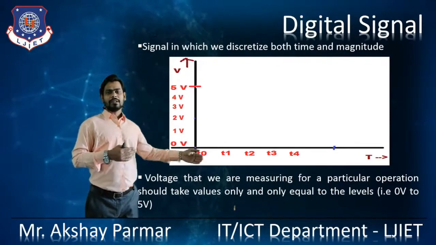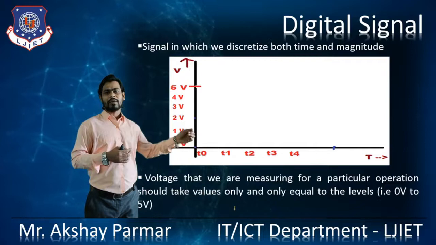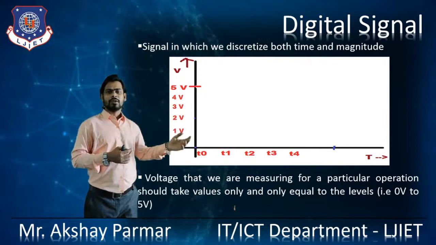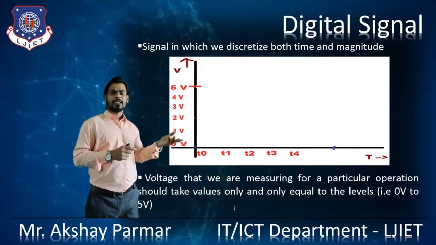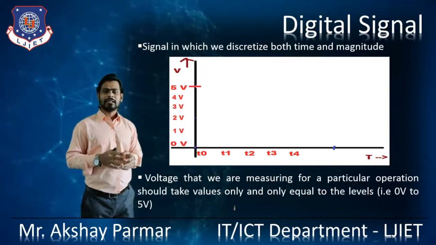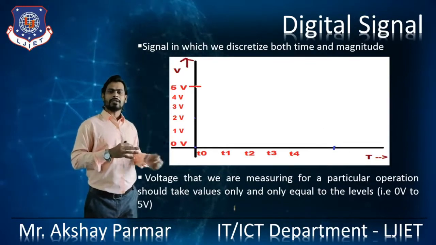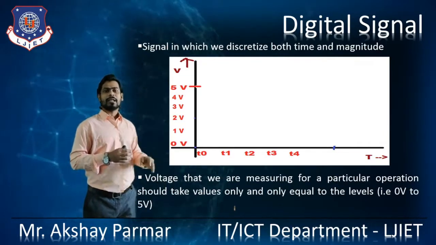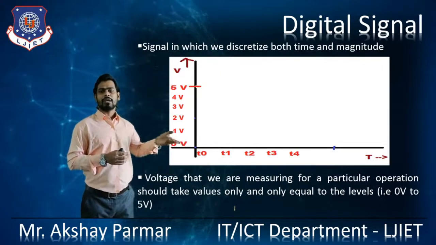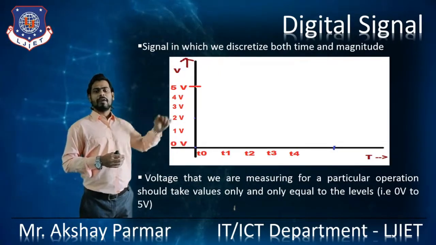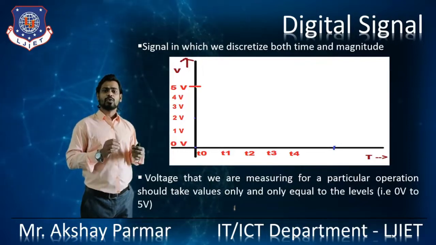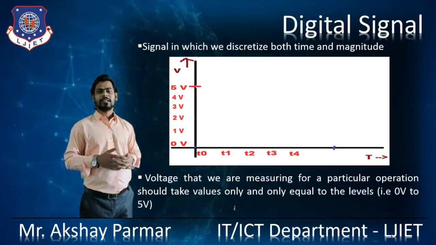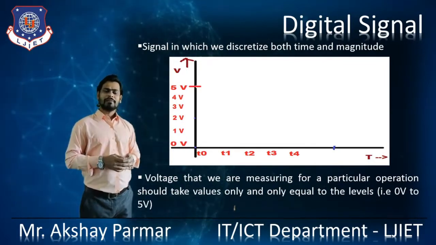Here, at any time you can measure the quantity only at particular levels, such as 1 volt, 2 volts, 3 volts, 5 volts and so on. You cannot measure the voltage between 1 volt and 2 volts. So the voltage we measure for a particular operation should take only values equal to those levels. For example, we have seen 0 volt, 1 volt, 3 volts, 4 volts and 5 volts and so on. The value should take only those levels. This is how digital signals are measured.